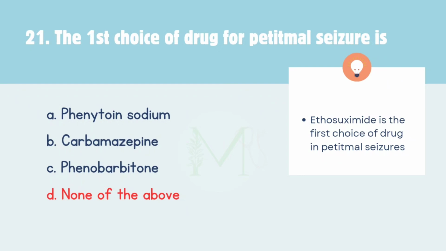Why not the other options? Phenytoin sodium is incorrect because it is used for tonic-clonic seizures, but is not effective for absence seizures. Carbamazepine is incorrect because it is used for partial seizures and generalized tonic-clonic seizures. Carbamazepine can worsen absence seizures. Then phenobarbital is an older anticonvulsant. It's used for tonic-clonic and partial seizures, but it is not the first line of choice for absence seizures. So the first line of choice is ethosuximide. None of the above is the answer.